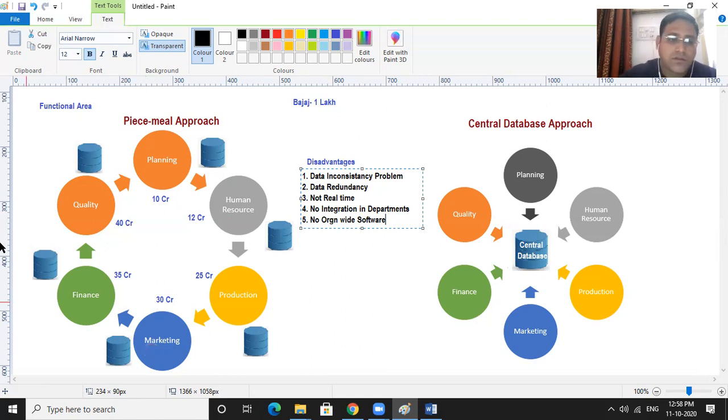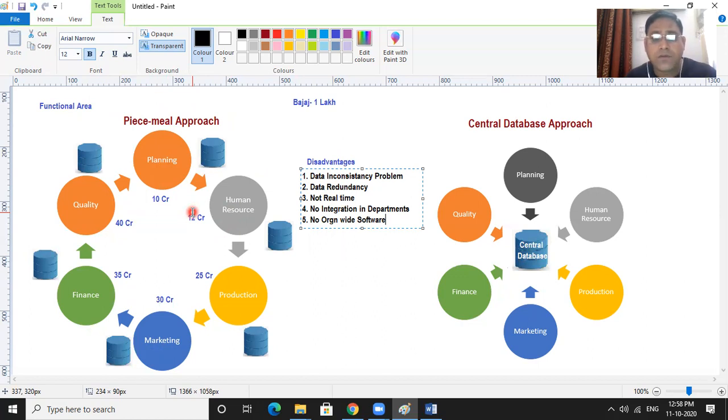So this was the traditional, conventional approach, how companies were functioning before the central database approach. In all the problems we have discussed, the one common thing is information. It is all happening about information, and as I told you, that information must be with the decision maker.